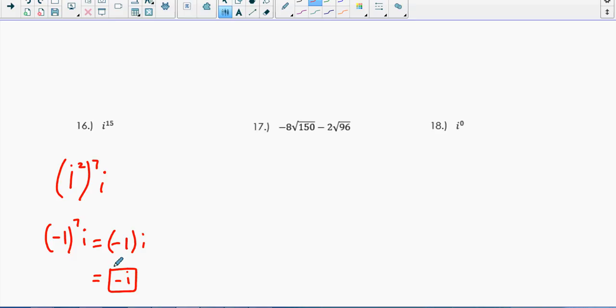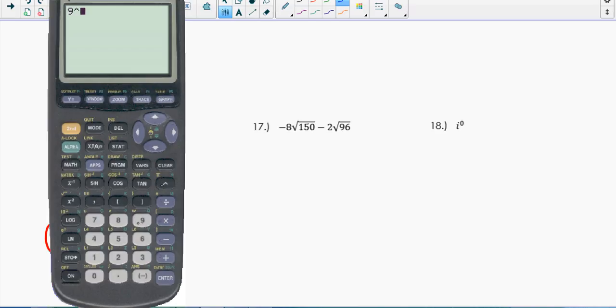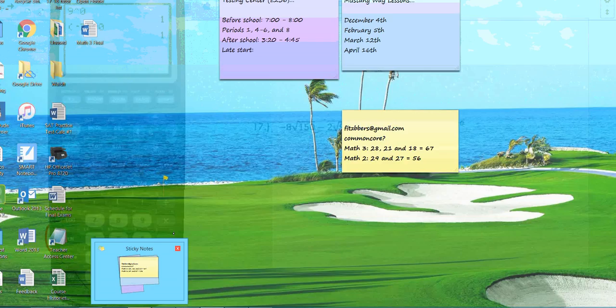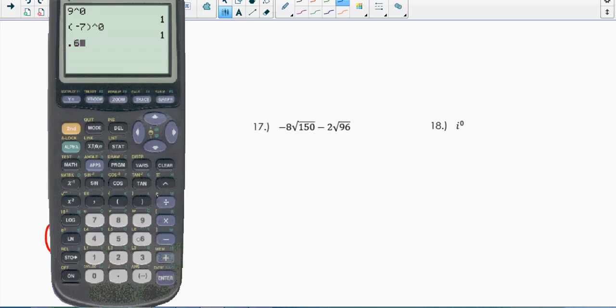Okay, let's try number 17. Actually, I'm going to skip 17 and do number 18. I'm going to come back to it. i to the 0 power. If you remember this from years past or Math 1, if you take any number and raise it to the 0 power, you do not get 0, you get 1. So even if I took negative 7 and raised it to the 0 power, I get 1. If I were to take 0.6 and raise it to the 0 power, notice I get 1.